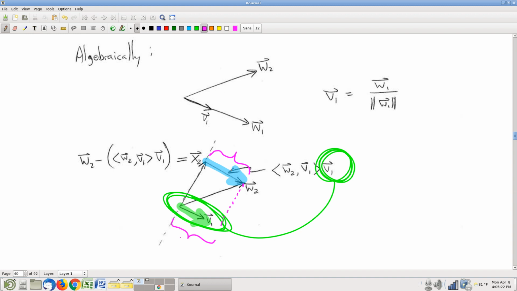Its magnitude is simply the component of W2 in the V1 direction. Or as you might say, it's the projection of W2 down to the direction that V1 is pointing. And projections into directions defined by unit vectors, those projections are computed with inner products. If this were Rn, this would be the dot product.